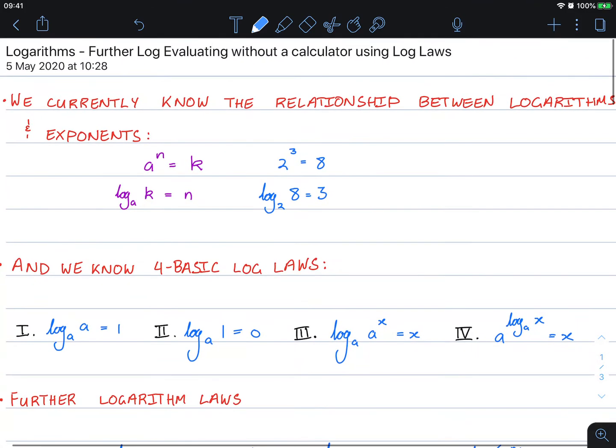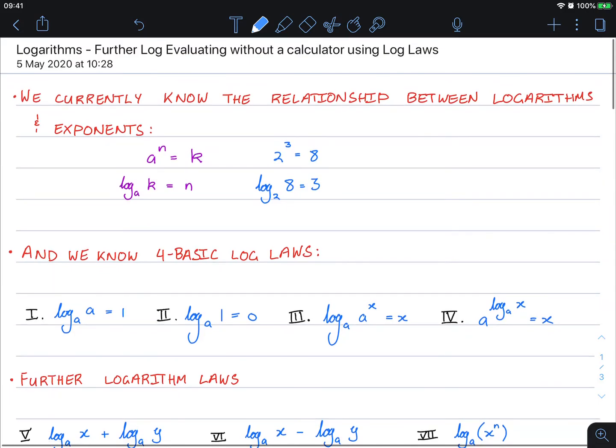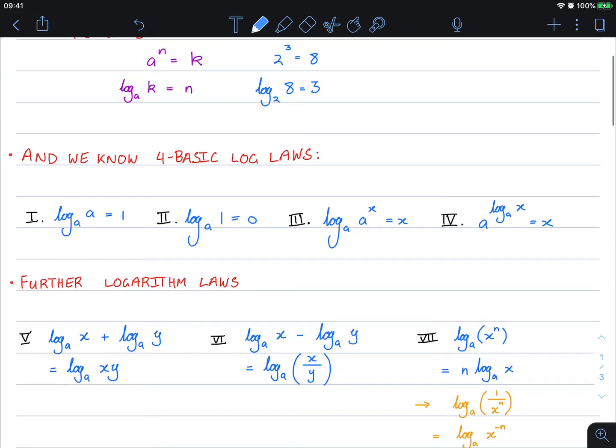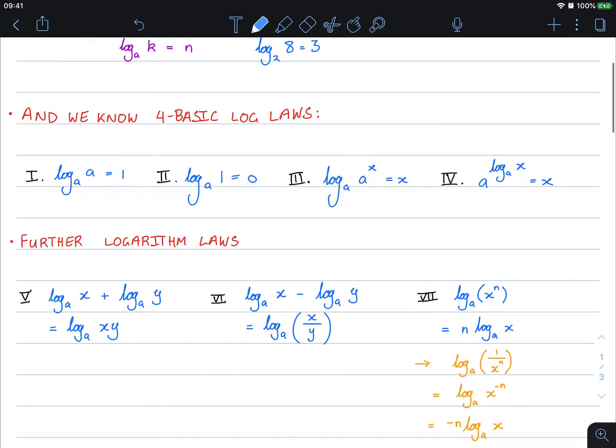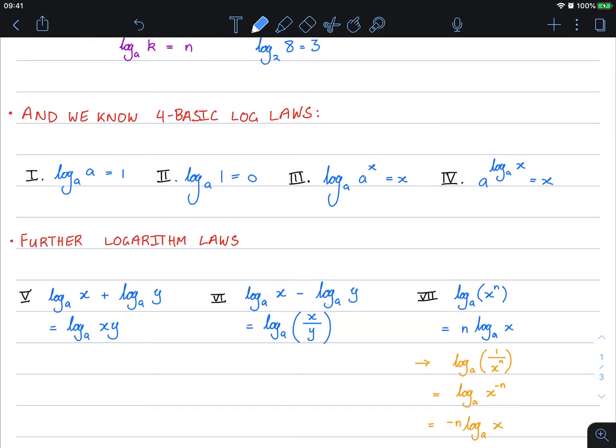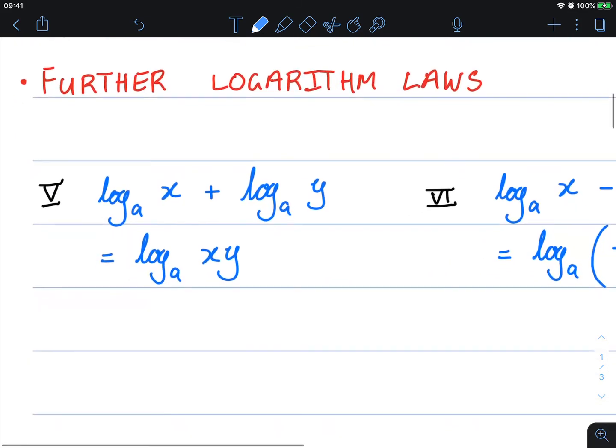We also, well, I hope we currently remember the 4 basic logarithm laws. And here are some further logarithm laws that we'll learn to use for further evaluating. So the fifth one, logs of the same base. So remember, they have to be the same base.